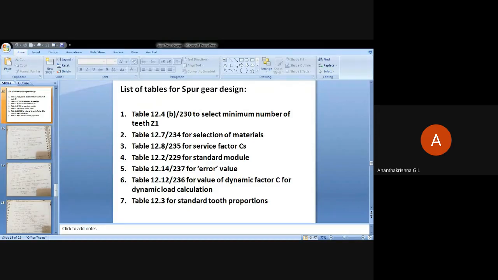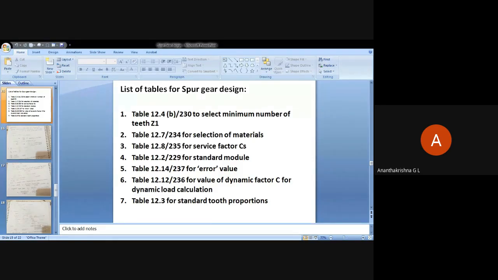Yeah, please see table 12.12. Values of dynamic factor C. Materials: you have got cast iron and cast iron 14.5 degree, cast iron and steel 14.5 degree, steel and steel 14.5 degree, then cast iron and cast iron 20 degree, cast iron and steel 20 degree, steel and steel 20 degree, and so on.